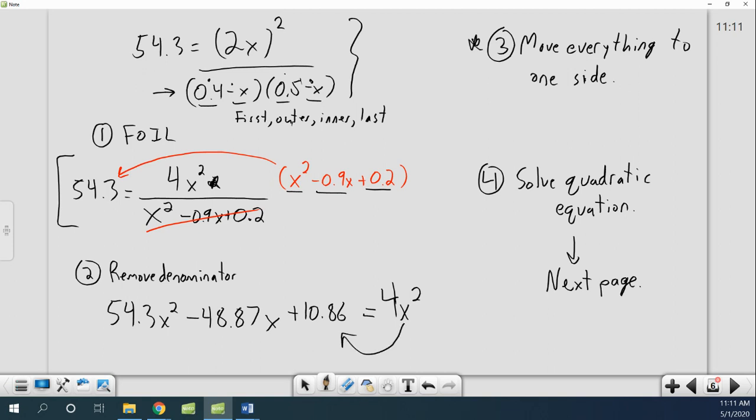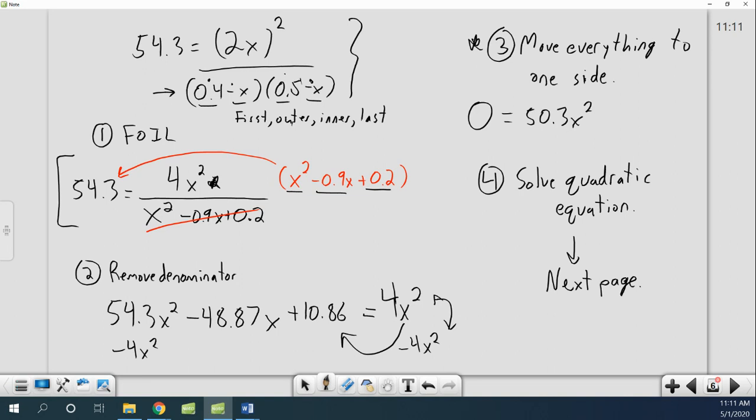I'm going to subtract 4x squared. If I subtract 4x squared there, and I subtract 4x squared there, I've got it. So I've got 0 on the one side. 4x squared and 4x squared have canceled each other out. What's left on the other side?